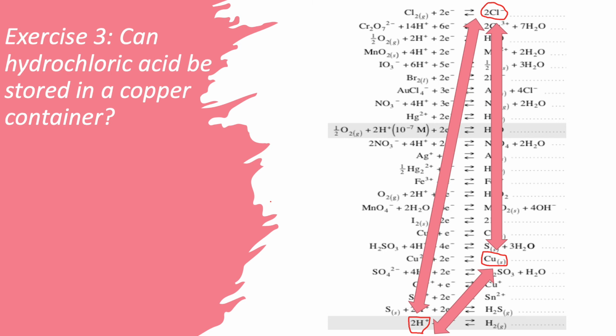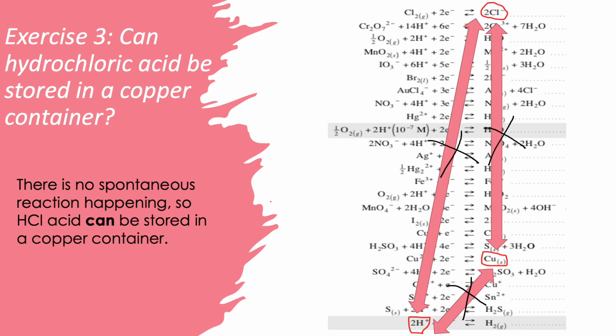Same as before, we find those species on the table and then connect them together by a line. There are 3 lines drawn in this situation, and none of them is a backslash. So, the reaction is non-spontaneous. So, we can conclude that hydrochloric acid can be safely stored in a copper container.